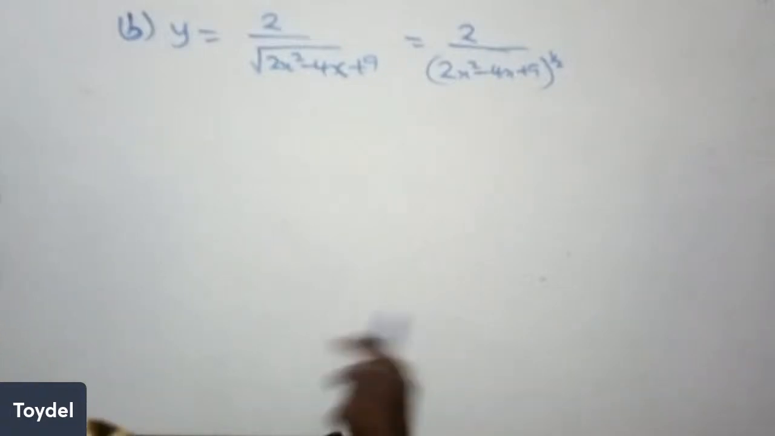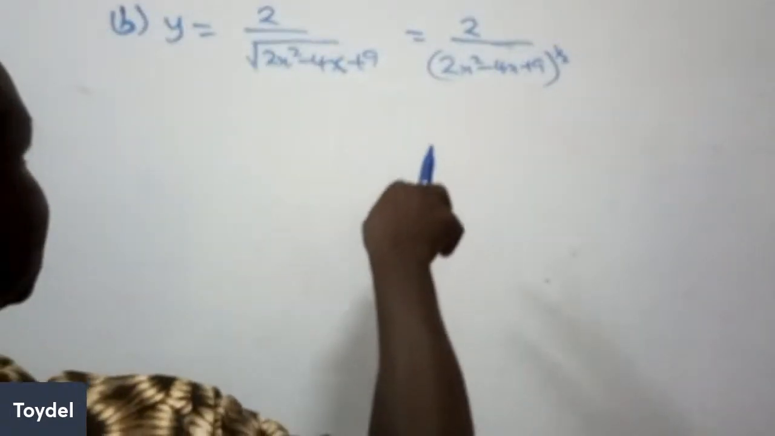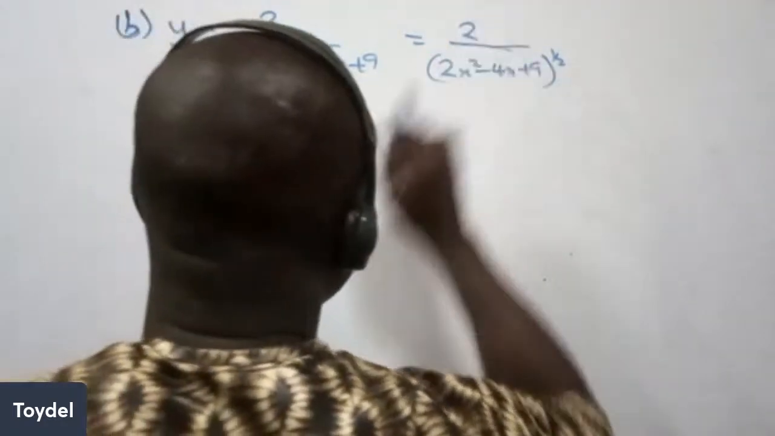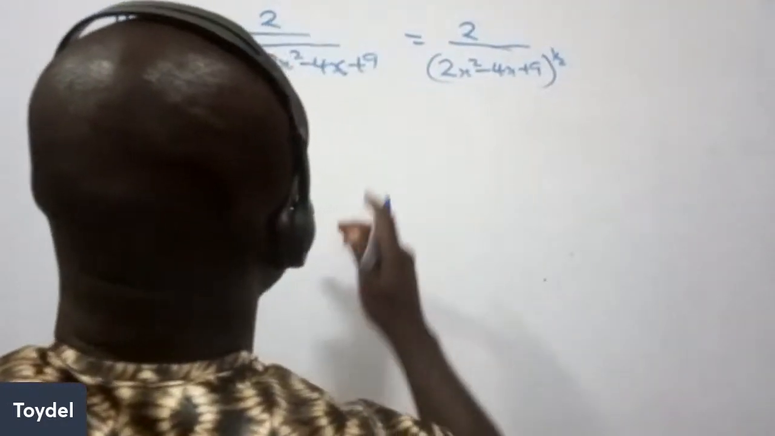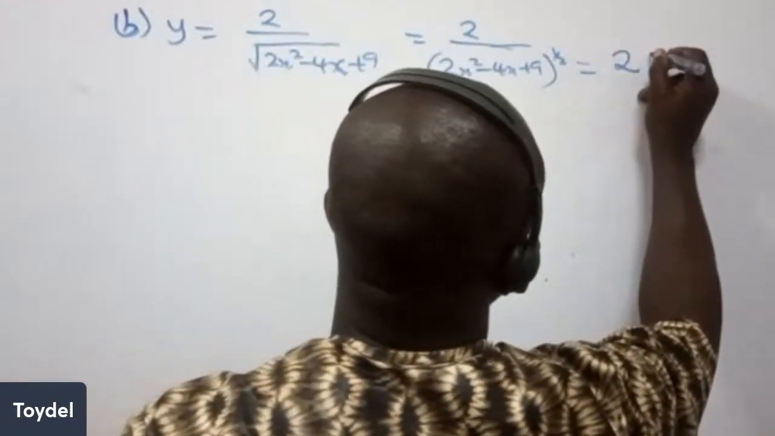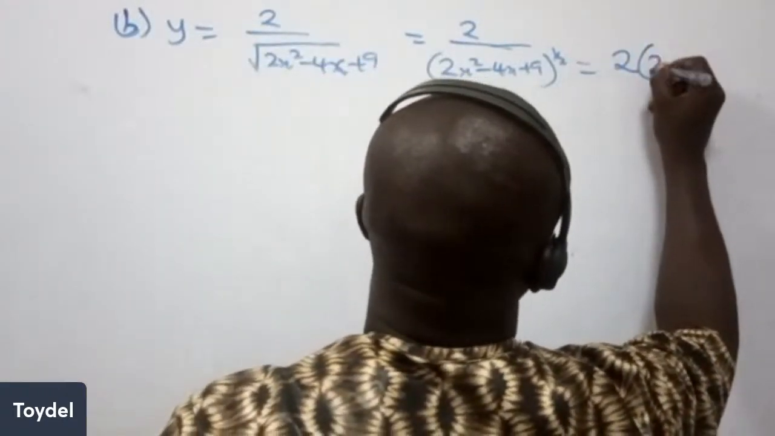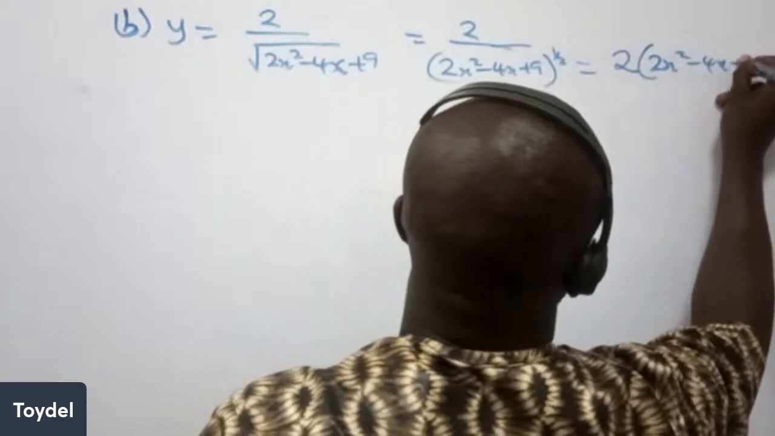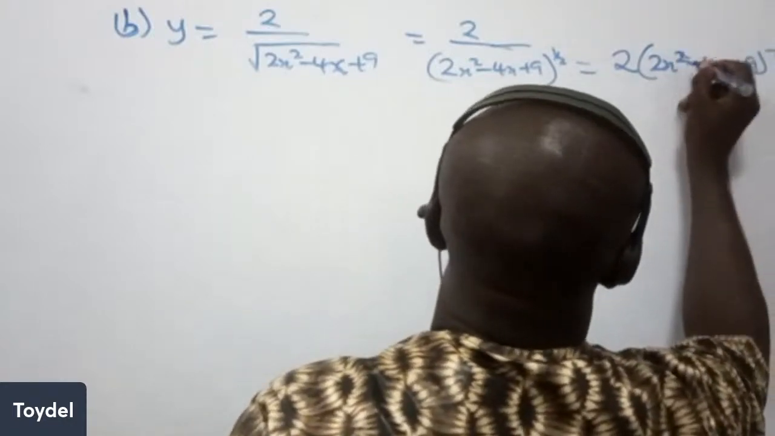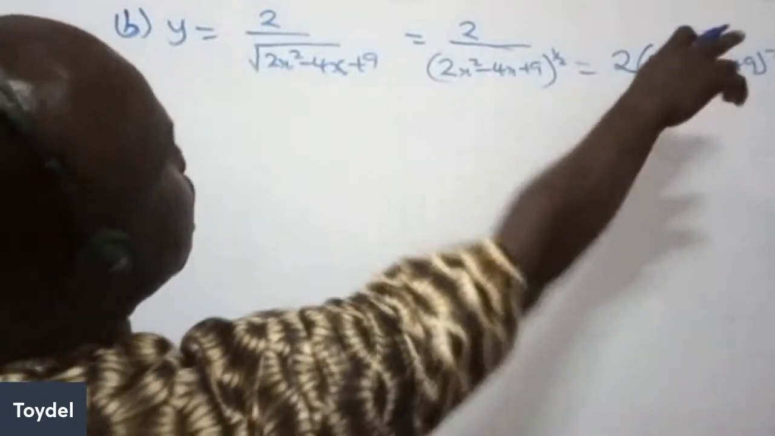Of course, I can also rewrite this. I can try to bring this out, or let me just leave it this way. And if I don't want to do it that way, I can write this and say this is the same thing as 2 into bracket 2x squared minus 4x plus 9, everything raised by minus half. You know, law of indices. This is reciprocal, we can write it that way.